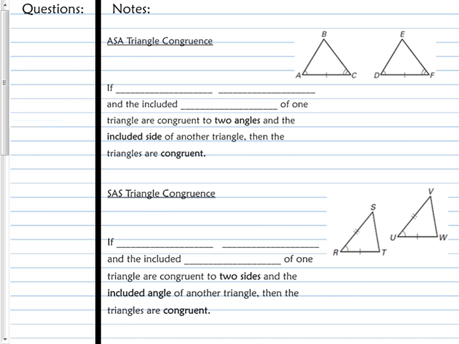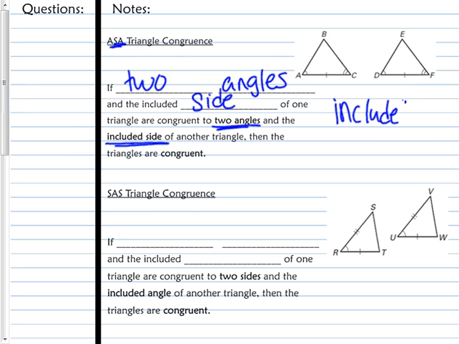Okay. So let's talk about some actual congruence theorems. And this is just the starter lesson. We're going to go over this a lot and do some activities with it, so don't worry. The ASA triangle congruence says if two angles and the included side of one triangle are congruent to two angles and the included side of another, then the triangles are congruent. And think about the word included meaning like middle. So two angles, angle, angle, and the included side, the side in the middle.